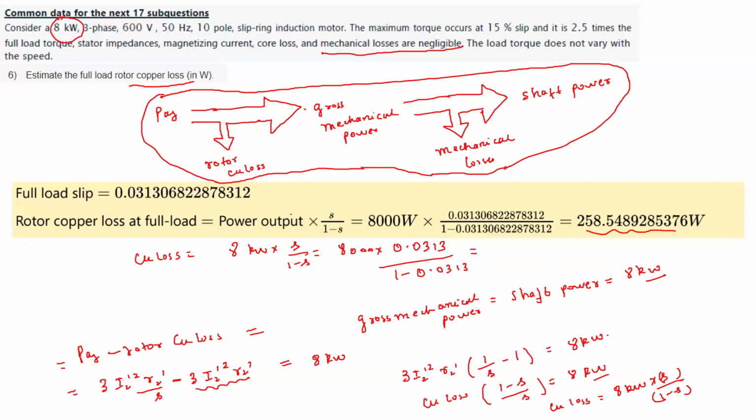Okay, so this was a simple question. Just need to derive it like this, and you can write the relation between the copper loss and the output power like this. Actually, this relation is between the copper loss and the gross mechanical power. But here, because we are neglecting the mechanical losses, we can just write that the gross mechanical power is 8 kilowatt, and we can do it like this. Okay, so this is how you can do it.